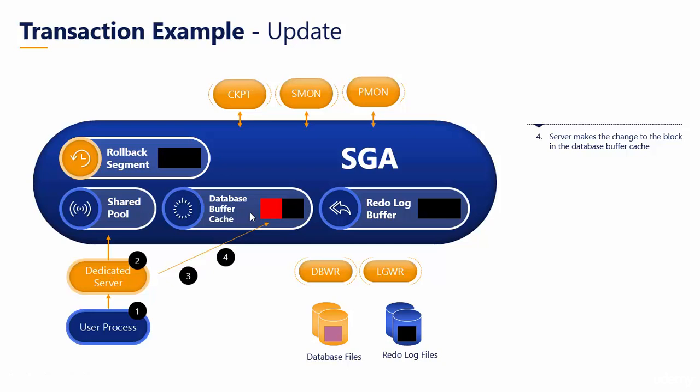cache. Since we wanted to change the name to John and this is the block which needs to be updated, the server made the changes to the block in the database buffer cache. That is the fourth step.